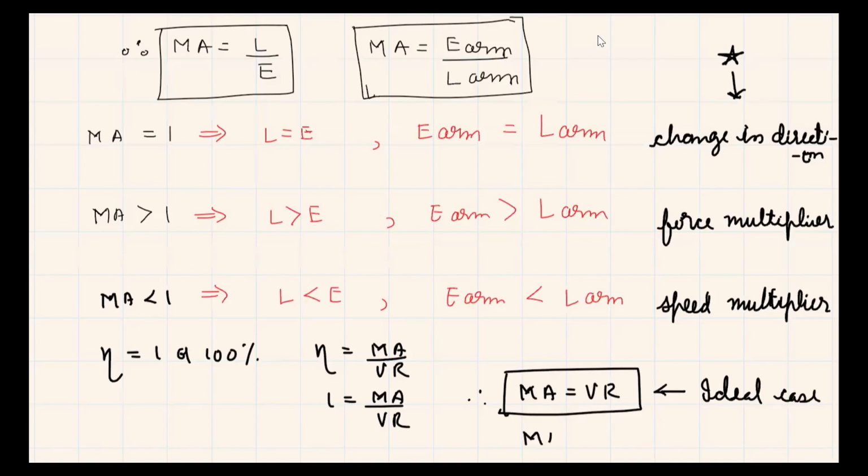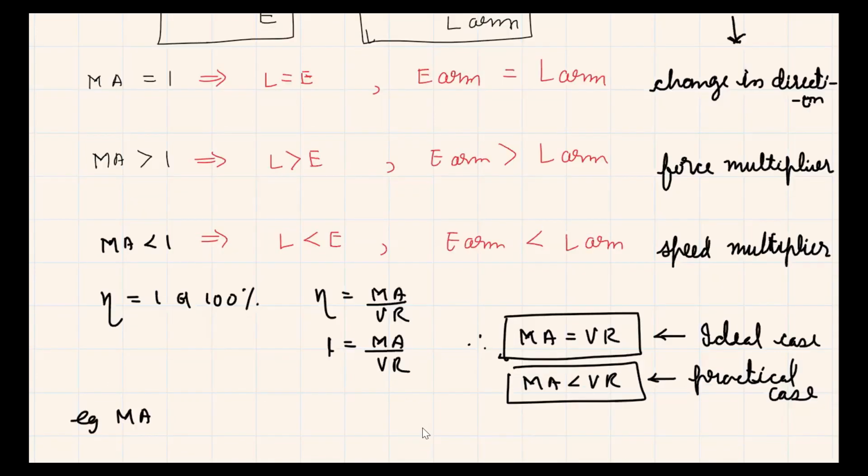But MA will be less than VR in a practical machine. If a machine has MA value as 2, then its velocity ratio value will also be 2. But if the efficiency is not 100%, then MA will always be less than VR. And you know why. Look here. The numerator has to be less than the denominator for efficiency to be less than 1.